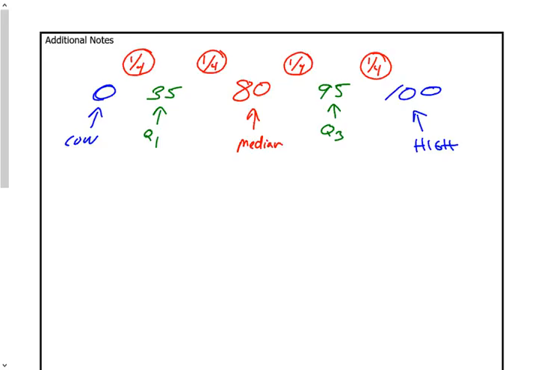This is called a 5-number summary, because there's 5 numbers. The 5-number summary consists of the low and the high, the 2 quartiles, and the median. I can go one step farther and find the range, which is high minus low. And I'm also going to be able to find something called the IQR, which is the interquartile range, or just the quartiles range, which is Q3 minus Q1.